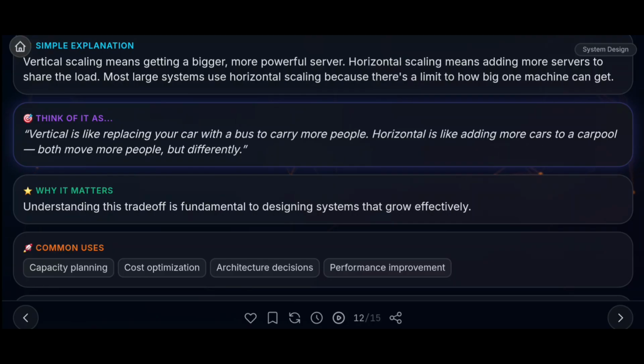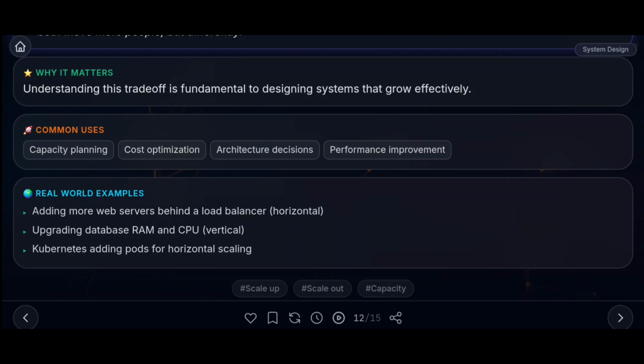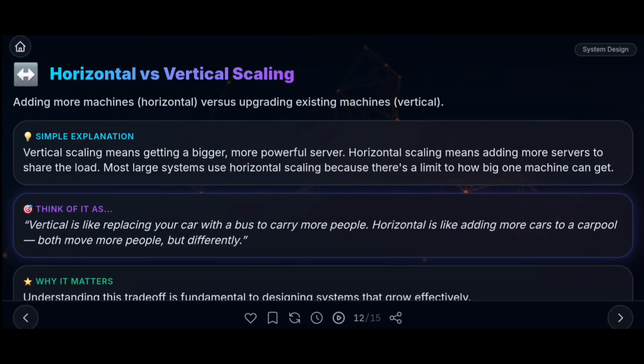Why it matters? Understanding these trade-offs is fundamental to designing systems that grow efficiently and effectively. Some common uses are capacity planning, cost optimization, architecture decisions, and performance improvements. Some real-world examples are adding more web servers behind a load balancer, that is horizontal; upgrading database RAM and CPU, that is vertical; and Kubernetes adding pods for horizontal scaling. So these are a few examples. This is all about horizontal scaling and vertical scaling.